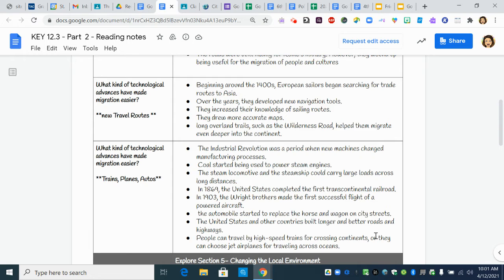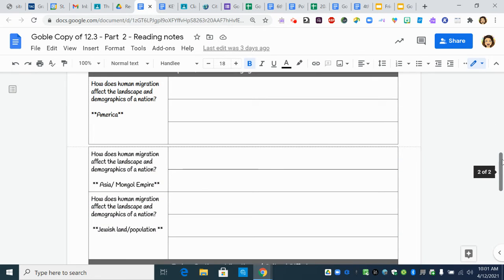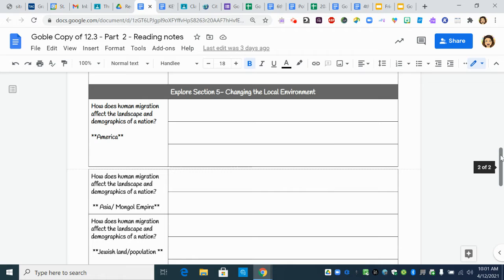Okay, guys, so that should be in your notes for section 4. And we're going to move on to section 5, which is about changing the local environment.